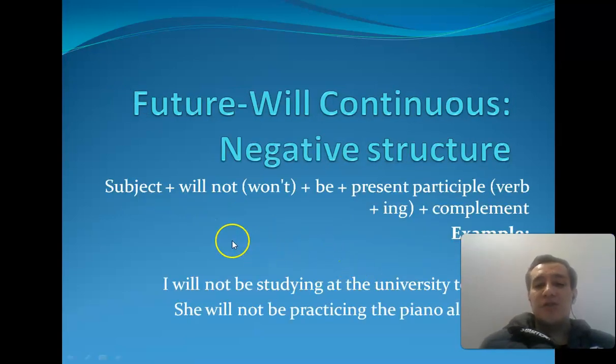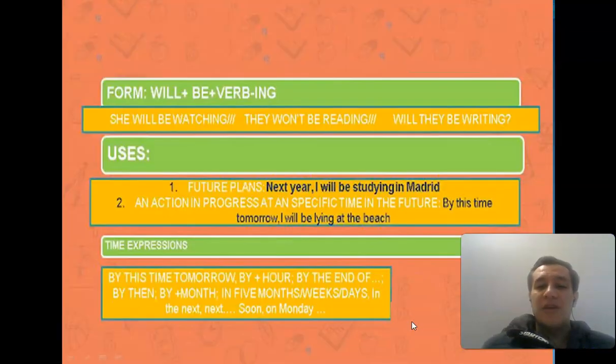And the negative structure, we have the subject plus will plus not, and the contraction that is won't, plus be plus present participle, and that is the verb in ing form plus the complement. As an example, we have I will not be studying at the university tomorrow. She will not be practicing the piano all evening. And here we can also use the contraction: she won't be practicing the piano all evening.